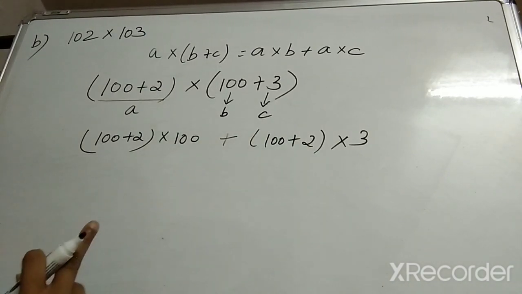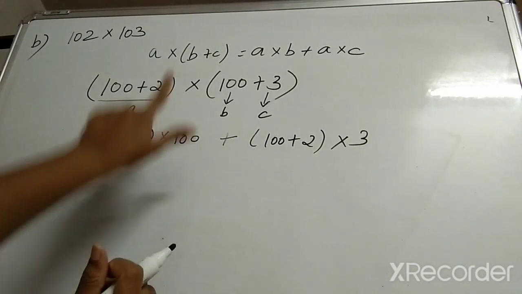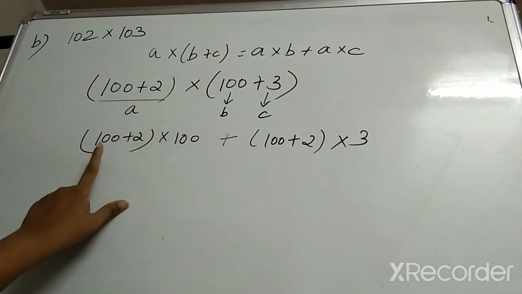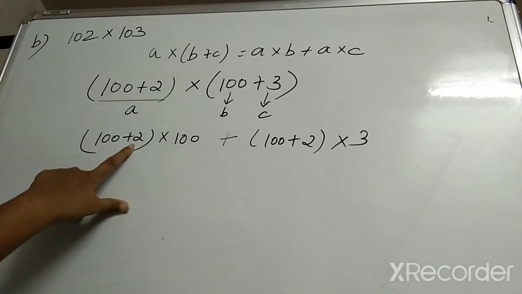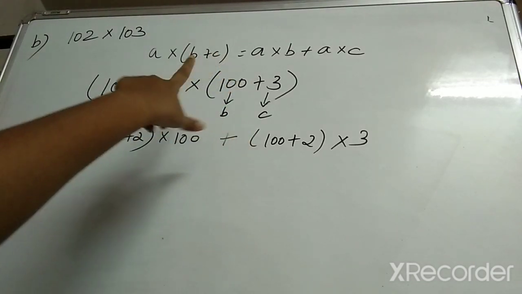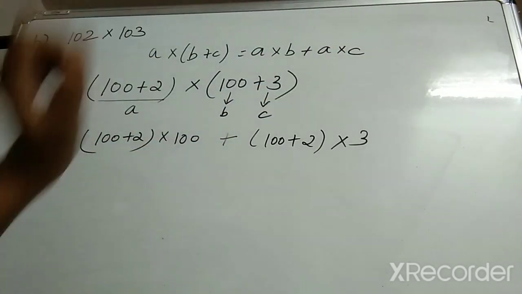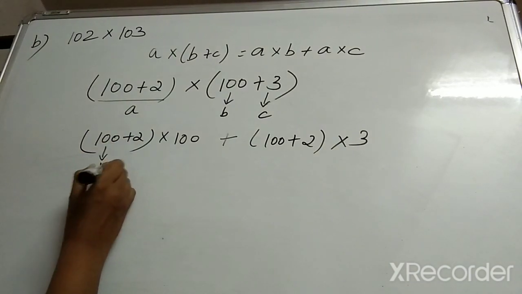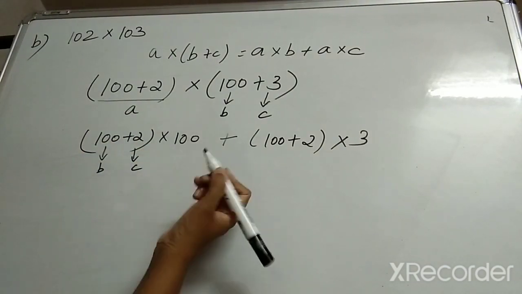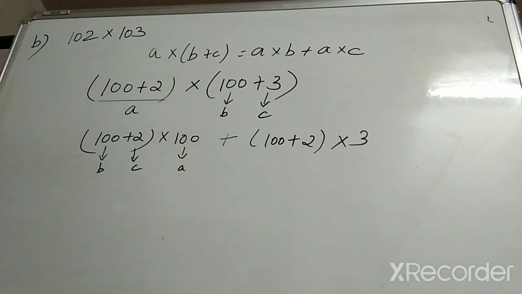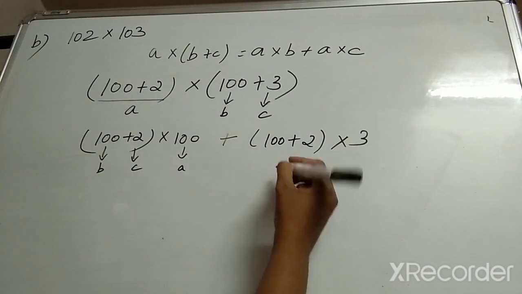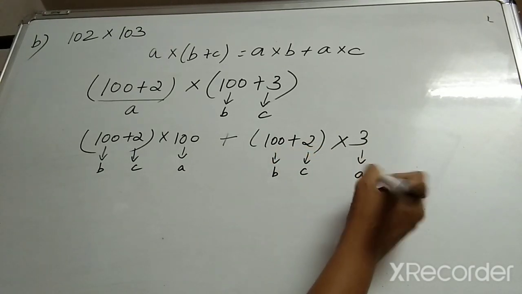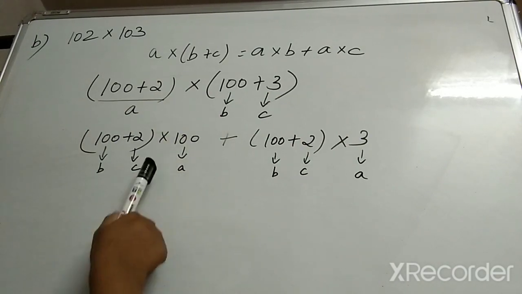Now again, if you notice, it is of that A into (B plus C) form. A is 100 here, B is also 100 and C is 2. So again we have to expand it like A into B plus A into C. Again, can we write it like that? So here this 100 will be our B, this 2 will be our C and this 100 will be our A. Same way here, this 100 will be our B, this 2 will be our C and this will be our A. So it is A into (B plus C).